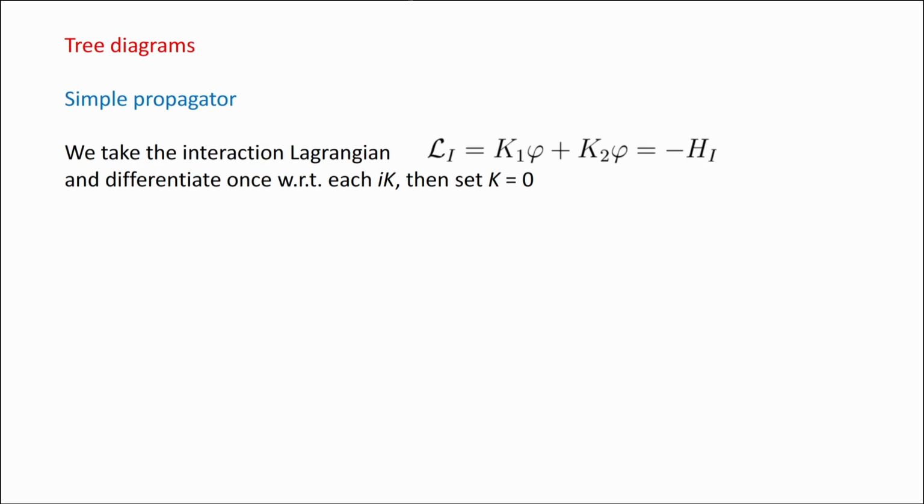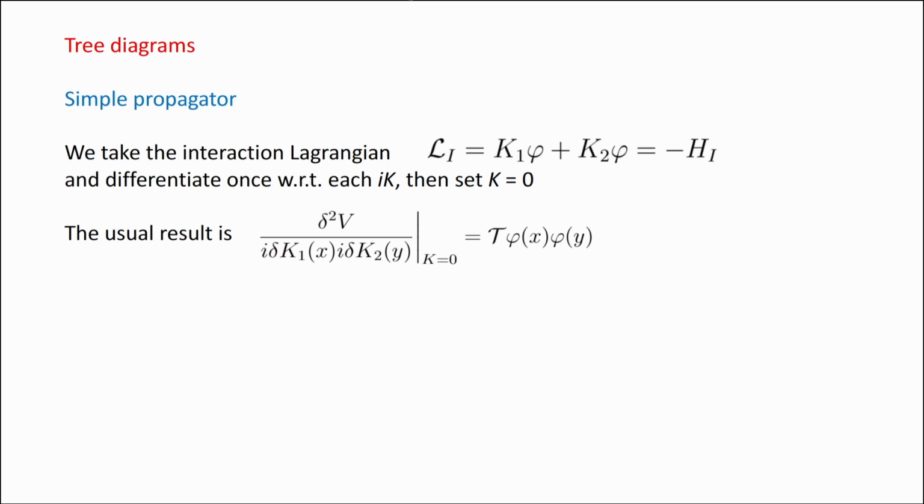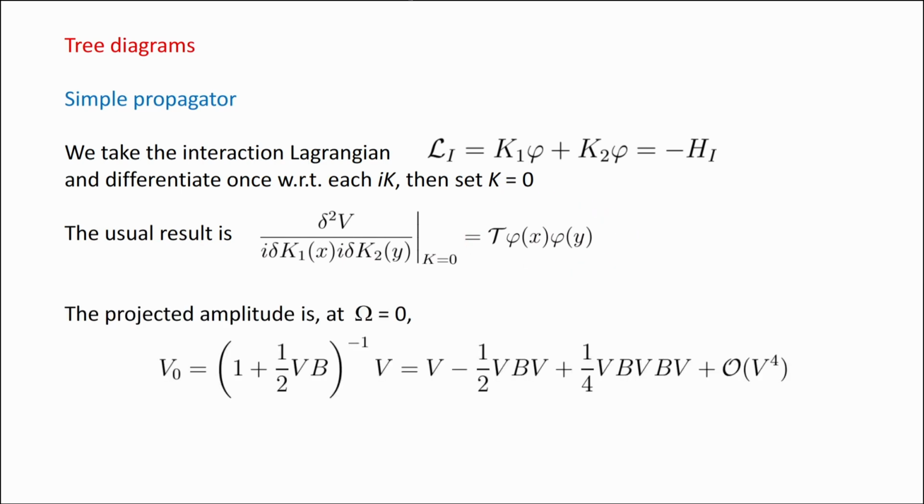So let's start from the tree diagrams, and the simplest case is a propagator. We take a very simple interaction Lagrangian with two vertices which are linear, and take derivatives, one derivative with respect to the first vertex, one derivative with respect to the second. If you take the usual amplitude V and you differentiate, you get the time-ordered product. And then in between the two vacuum states you have the propagator. Now, the formula for our projected amplitude, the simplest formula is the one at omega equals 0, which we can expand.